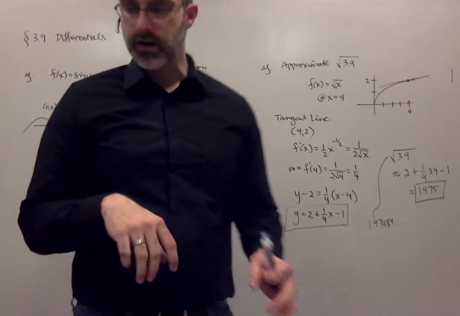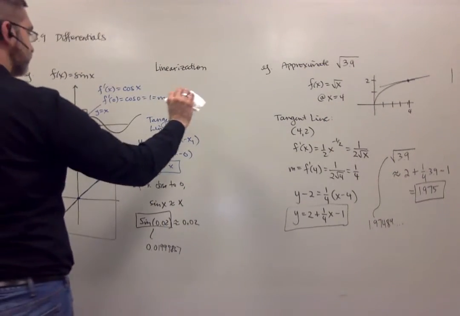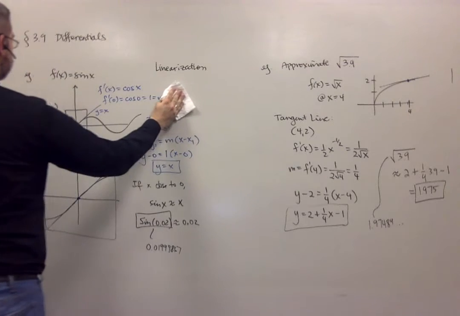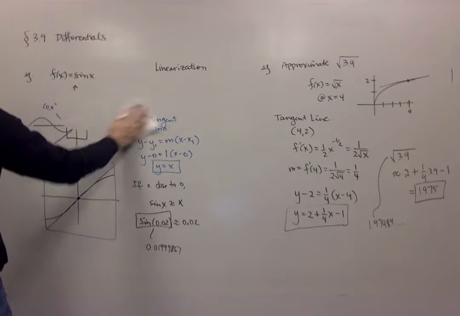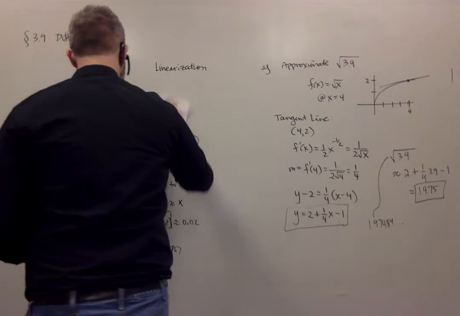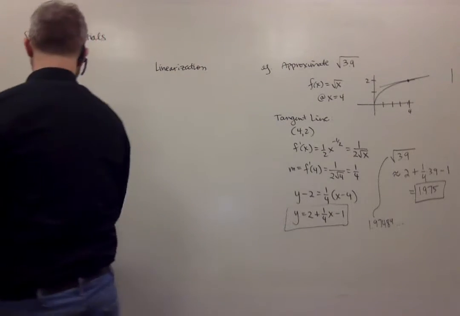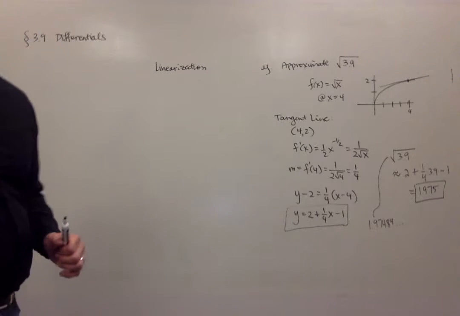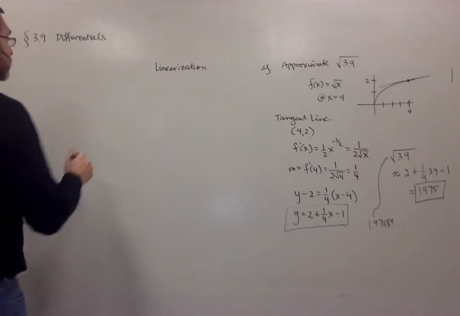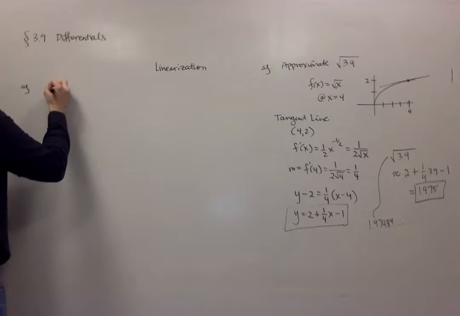So let's do one more. Let's do one more example here. Okay. So again, the idea, linearization means tangent line. It means find the tangent line somewhere nice and use that to find values for the function. So let's do one more example here.